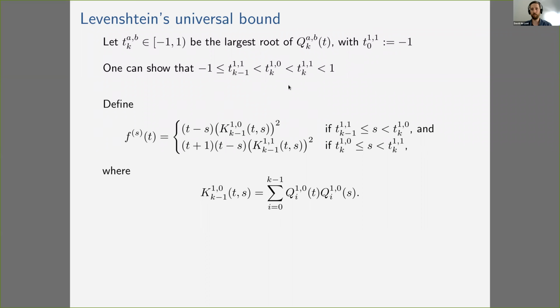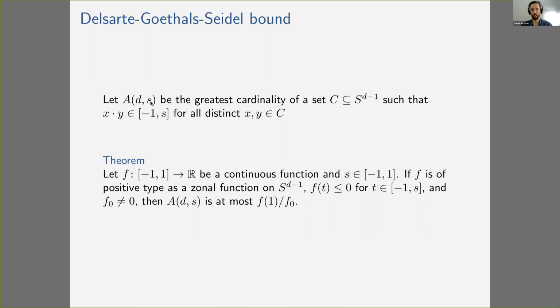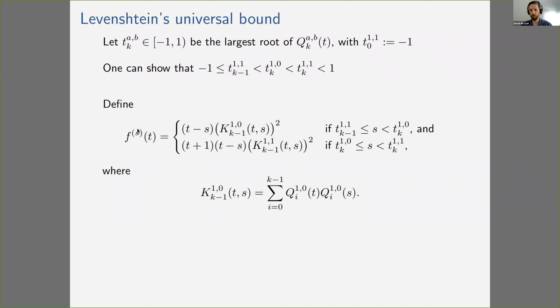And then the auxiliary functions for the Delsarte-Goethals-Seidel bound that Levenshtein constructs, they're sort of complicated, but they're very concrete. They have the following shape. So depending on the value of s, and let me recall, s is here the cosine of the angle that we are interested in, for each value of s we get a function. And the claim is that this function is actually feasible for all the constraints in the Delsarte-Goethals-Seidel bound.